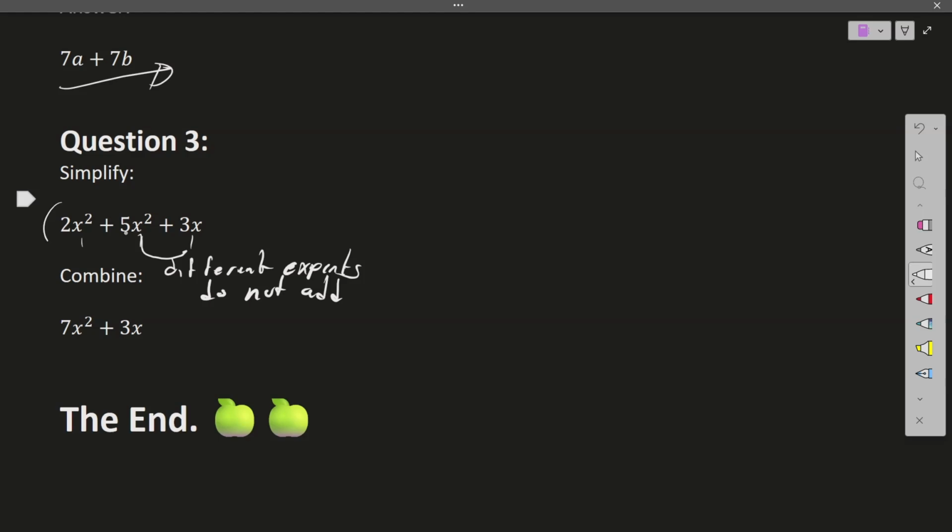So let's group the like terms and leave this one alone because it is the only one with an exponent of 1. 2x squared plus 5x squared. 2 plus 5 is 7x squared, and this 3x on its own stays like this. And so this is our final answer.